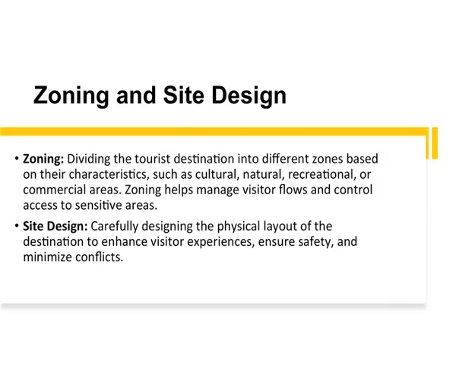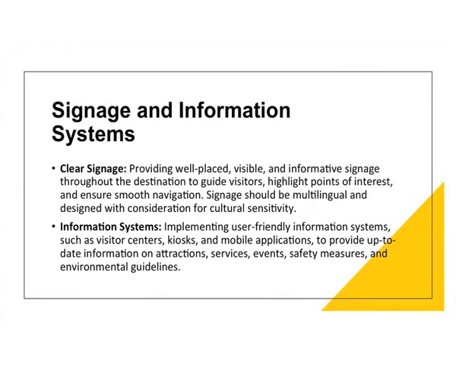Number one is zoning and site design. Zoning means dividing the tourist destination into different zones based on their characteristics, such as cultural, natural, recreational or commercial areas. Zoning helps manage visitor flows and control access to sensitive areas. That means we would know that this is a particular zone and when and how we need to access it. Also site design means carefully designing the physical layout of the destination to enhance visitor experience, ensure safety and minimize conflicts.